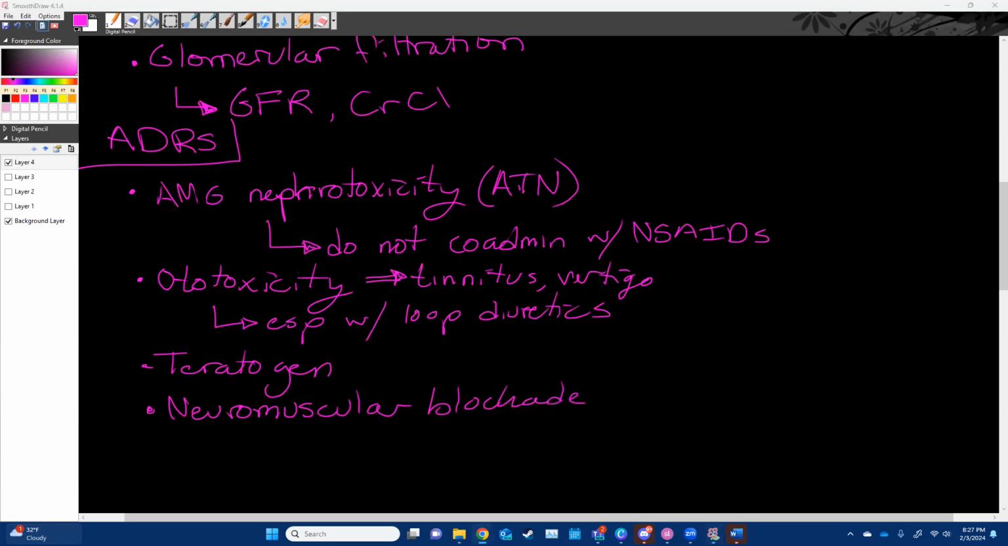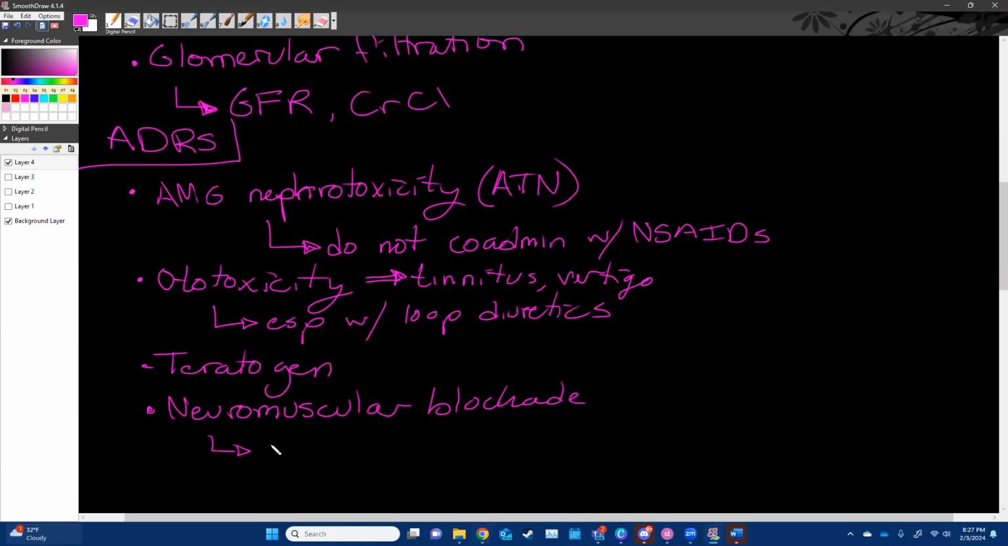The thinking behind this is that it messes up the ability for the muscles to utilize certain ions, I believe, like magnesium, possibly calcium as well. So one of the conditions that we've already talked about in which this would not be useful is in myasthenia gravis.